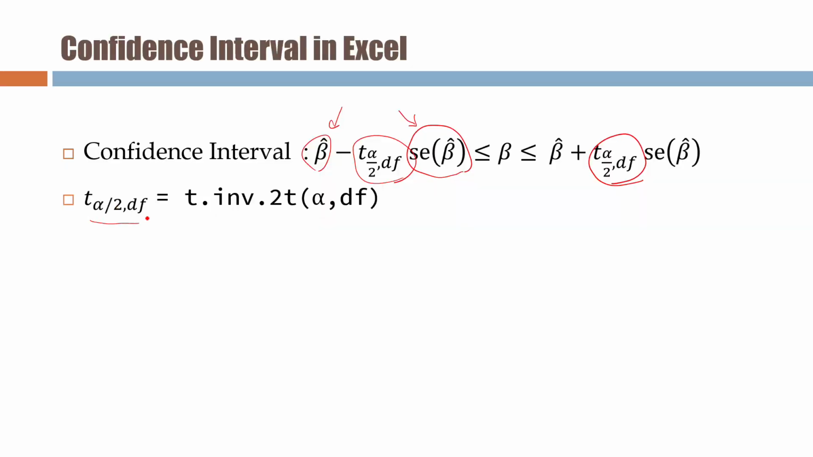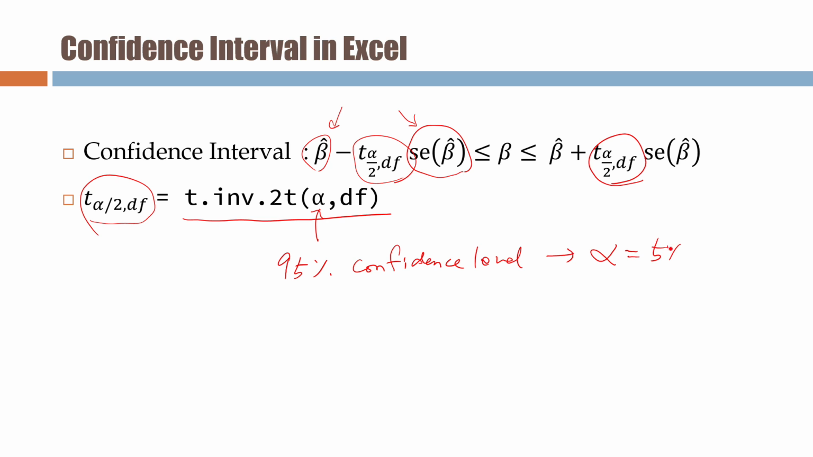So how can I find this critical t? Alpha for a 95% confidence level means alpha is 5%, which is 0.05. And the degrees of freedom is the number of samples minus the number of parameters estimated.